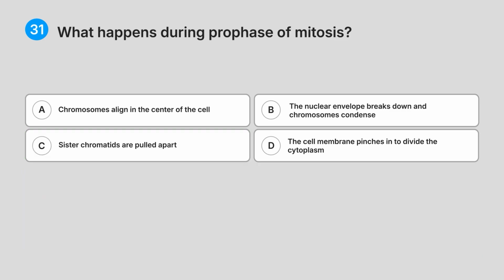31. What happens during prophase of mitosis? A. Chromosomes align in the center of the cell. B. The nuclear envelope breaks down and chromosomes condense. C. Sister chromatids are pulled apart. D. The cell membrane pinches in to divide the cytoplasm. Do you know the answer?